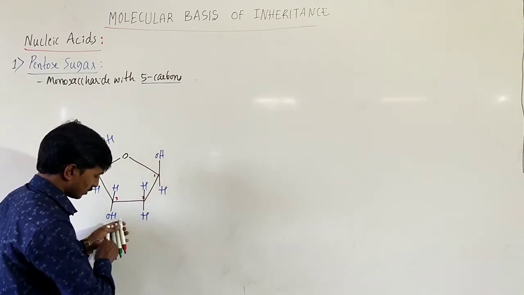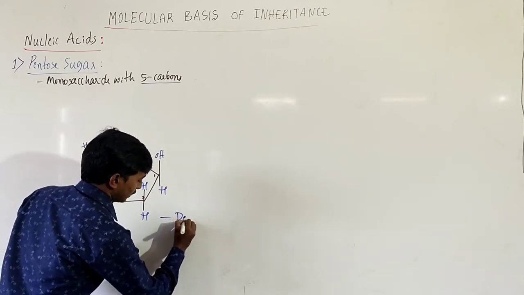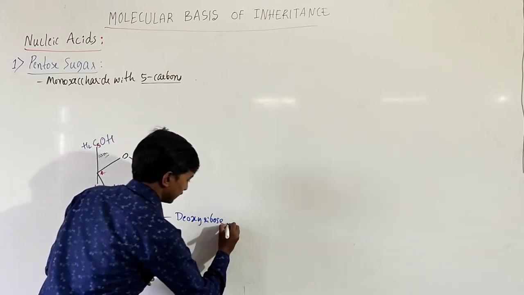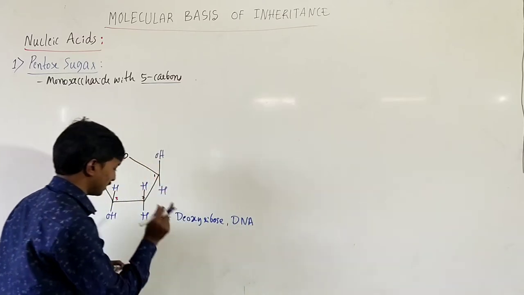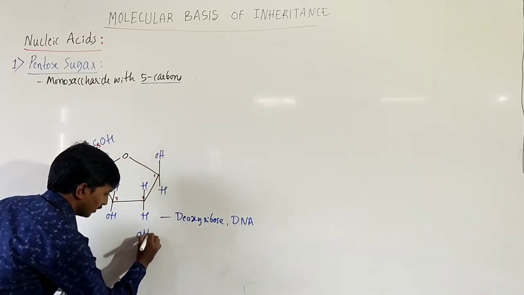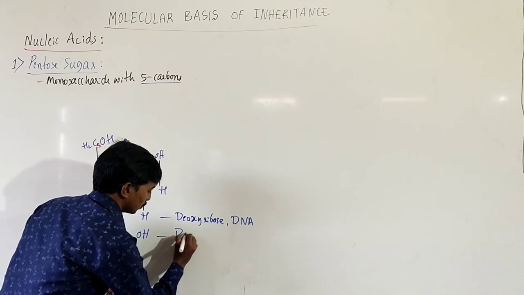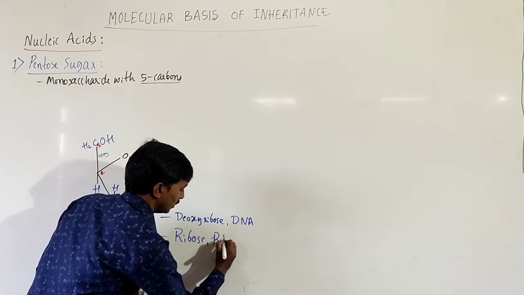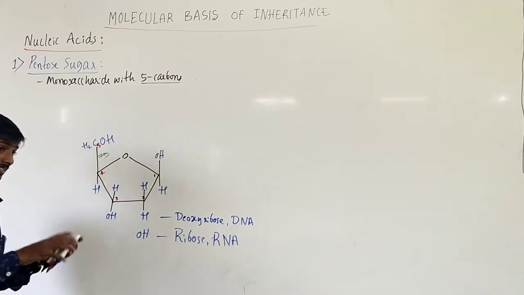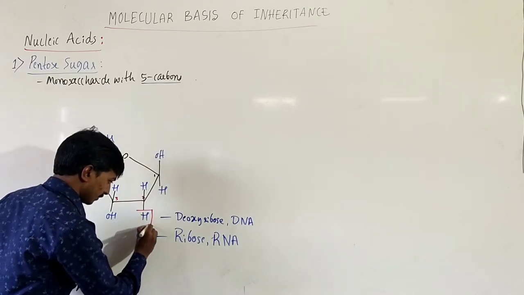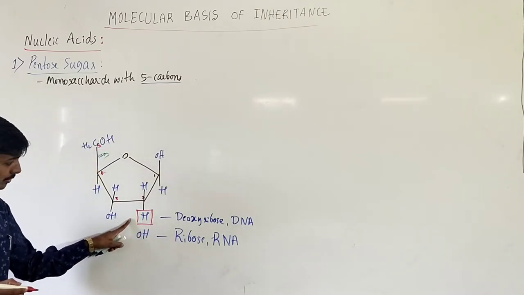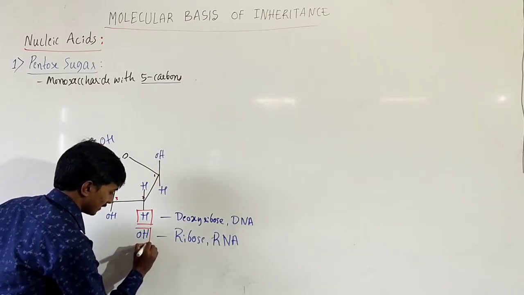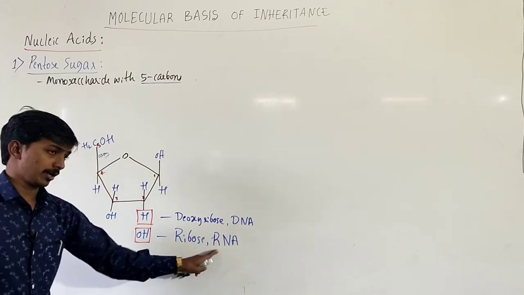if it is an H, it is deoxyribose in case of DNA. But in the place of H, if it is OH, it is called ribose in case of RNA. Okay, just a simple difference. In this place, if H is there, it is deoxyribose in case of DNA. In this place, instead of H, if it is OH, it is ribose, RNA.